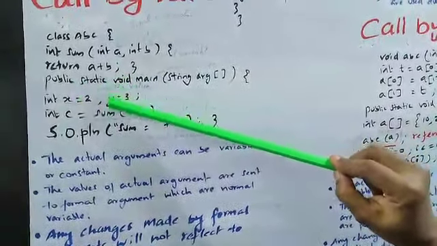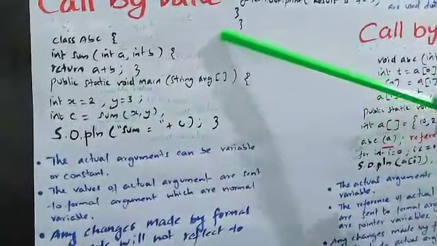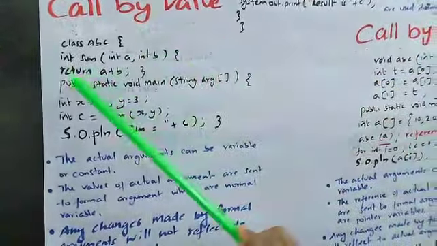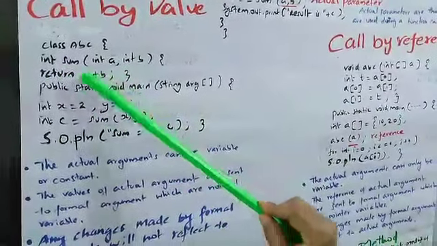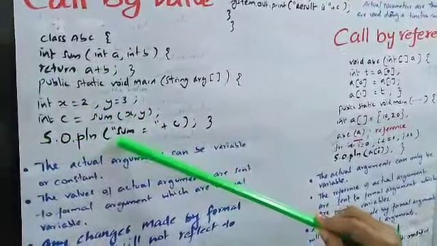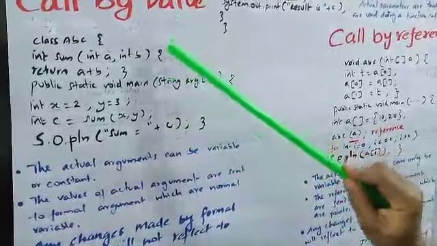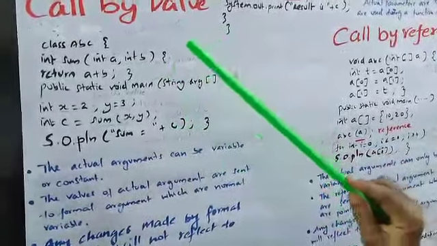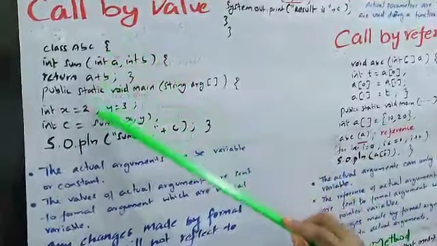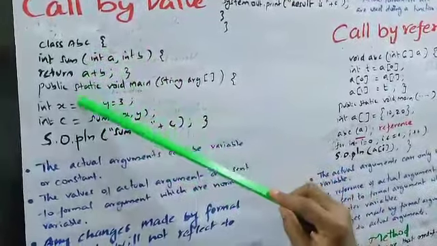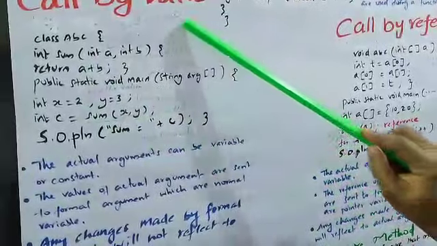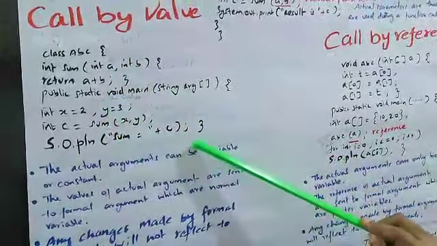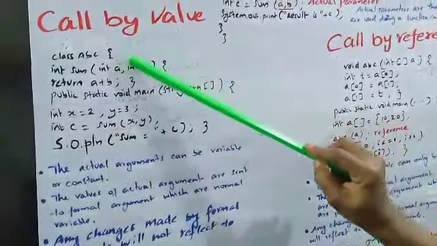The value of x, which is 2, is passed to the formal parameter. We are copying it here. And after that return a plus b. Then we get the sum to print, that is c. So this we call call by value. So call by value means you call with the value from the main function and copy it to the formal parameter, or we can say pass the value from the function and copy it to the formal parameter.